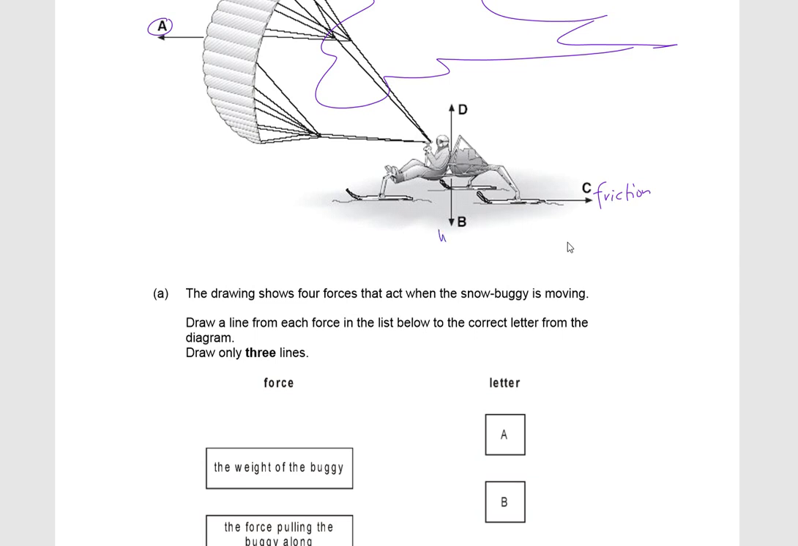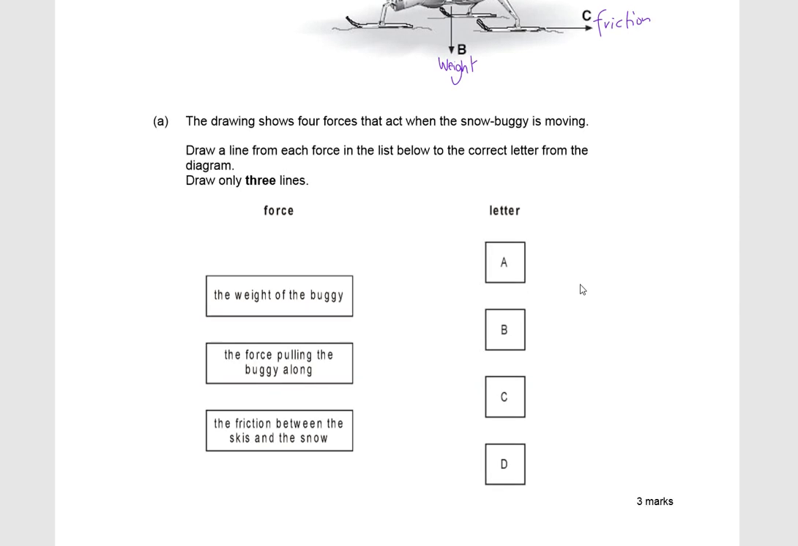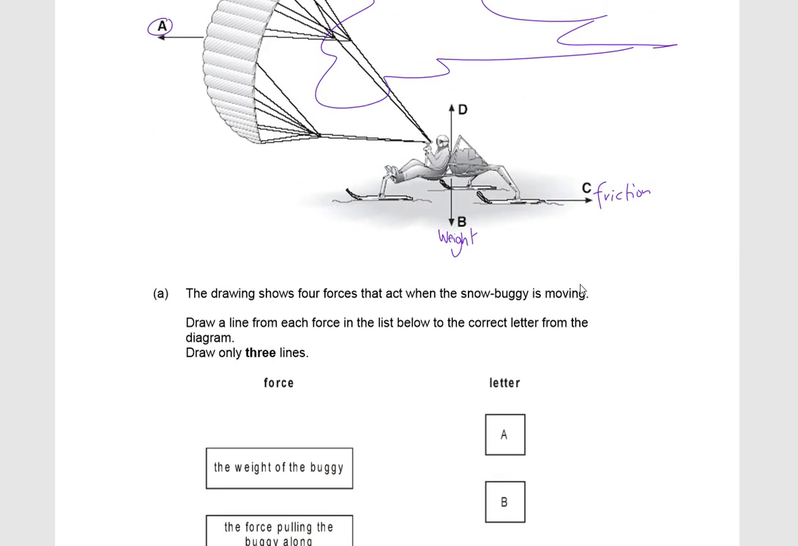Now B is going to be the weight. Now how do we know B is the weight? Because B is pointing down. Now D is going to be the reaction force in this particular case. So D is going to be the reaction force from the ground. So D will be, I'll just write down, force from the ground. So I'll just put this one down there.